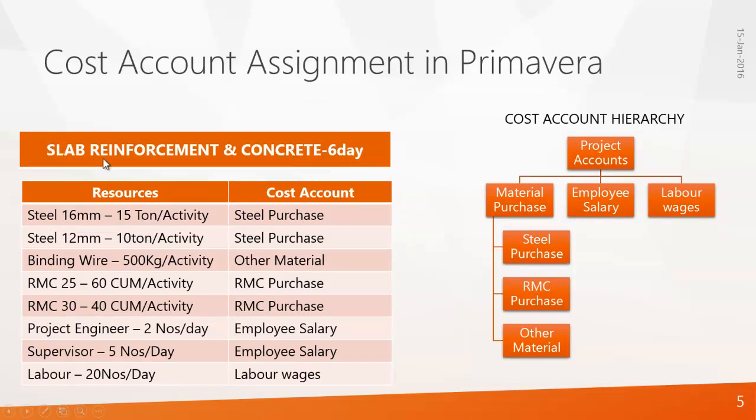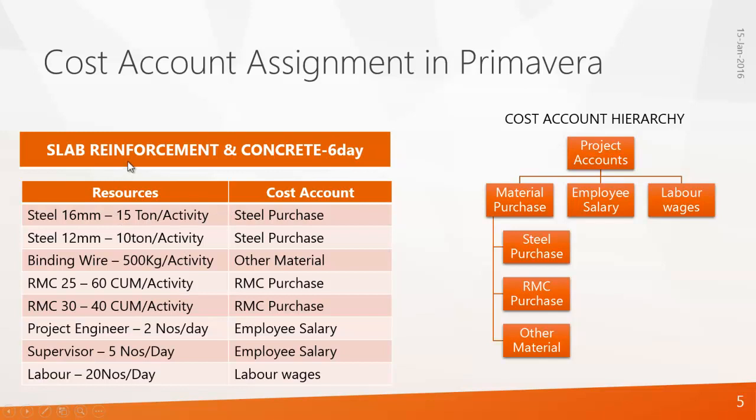Here there is an activity called slab reinforcement and concrete. This is a 6 day activity and these are the resources assigned to this activity. That is 16 mm steel of 15 tons per activity, steel of 12 mm dia 10 metric tons, binding wire 500 kg, ready mix concrete 60 cubic meter of 25 grade and 40 cubic meter of 30 grade, 2 project engineers, 5 supervisors and 20 laborers. So these are the resources engaged in this activity.